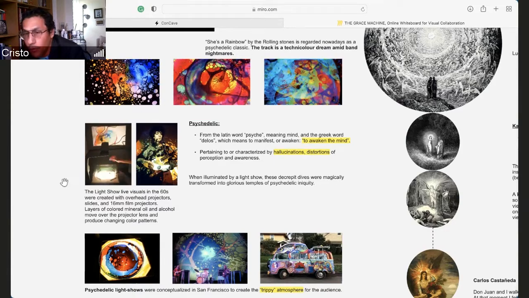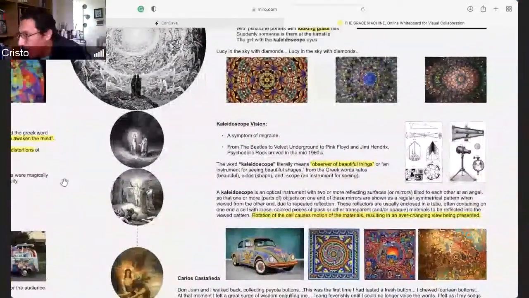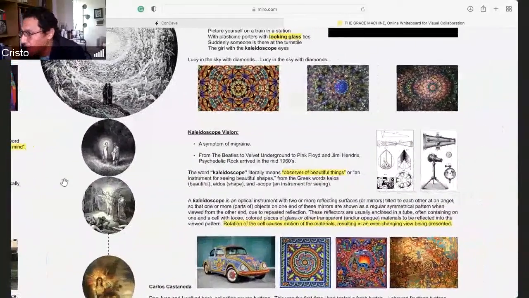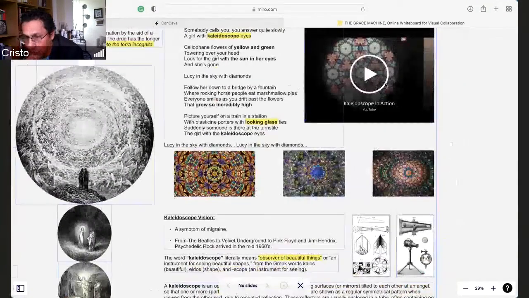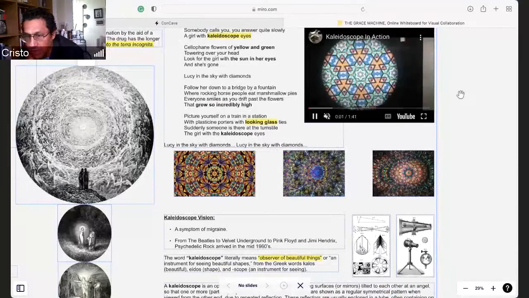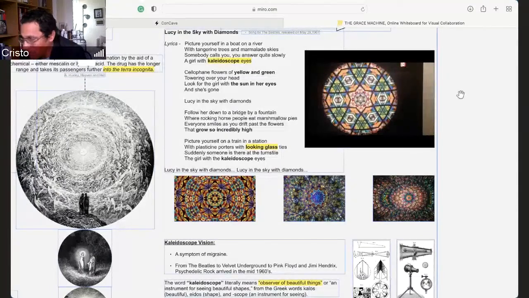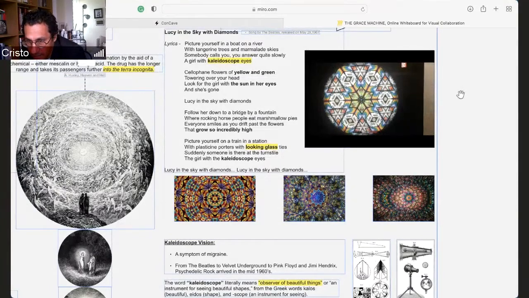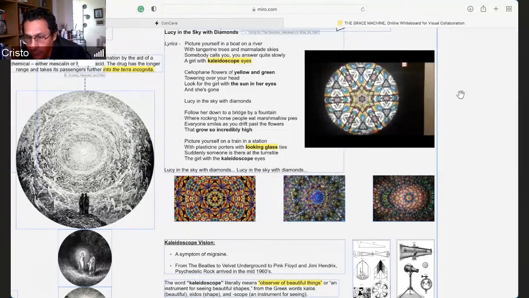If you can scroll to the right, Harry, just to show the crystalline hard side versus this soft, right? And in here, if you scroll up, you can put the video. I want to quote a little bit of the song of the Beatles, "Lucy in the Sky with Diamonds." I mean, everybody knows this song, right? A girl with kaleidoscope eyes, and then also cellophane flowers of yellow and green. Look for the girl with her sun in her eyes. So these kaleidoscope visions, right?